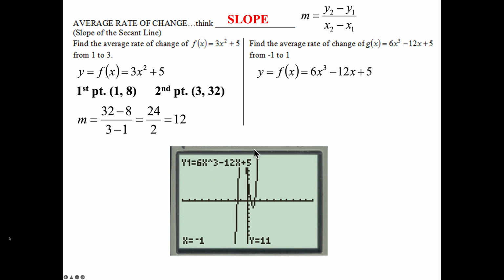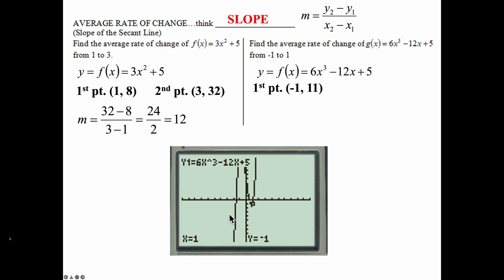I hit the trace button. I type in my first x of negative 1. Gives me a y coordinate of 11. So that's my first point. I type in a 1. That's going to give me my second point. So my second point's at 1 comma negative 1.